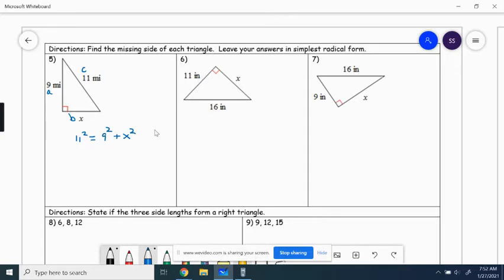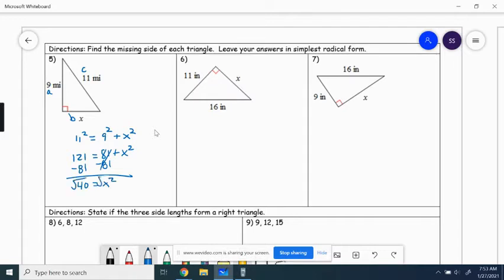All right, so let's first square these out. 11 squared is 121. 9 squared is 81. That's a bad 8. Try that again. 81 plus x squared. Right, we want to isolate x. So let's get this 81 out of here. We do so by subtracting on both sides. And we're left with 40 is equal to x squared.